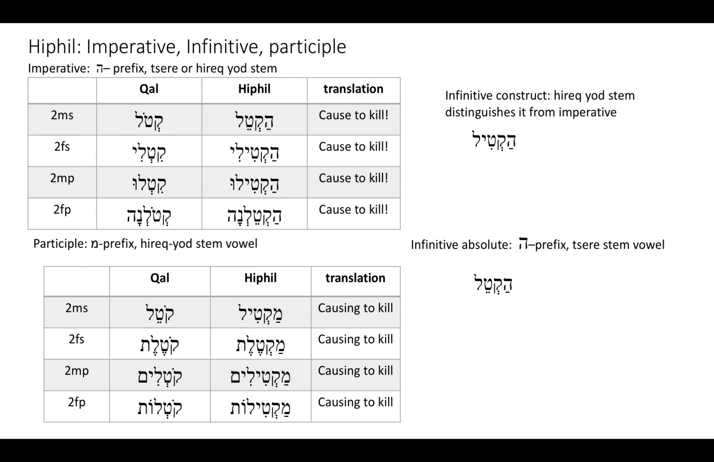And with the participle, as we saw with Piel and Pual forms, here we also have a mem prefix. So the qal participles on the left, the Hiphil participles on the right in that chart at the bottom left there. So we have a mem prefix and then the hireq yod stem vowel in three out of four of these forms. Second feminine singular form has a segol stem vowel instead. So our paradigm there is maqtil, maqtelet, maqtilim, maqtilot. So the suffixes are the same as with the qal form. We just have this mem prefix, and there is a patah vowel under those prefixes, and then the hireq yod stem vowel, the other diagnostic feature. So in a participle sense, with the causative nuance, this would be translated something like causing to kill.